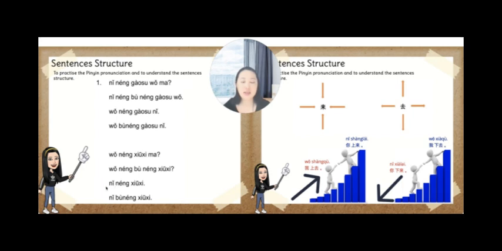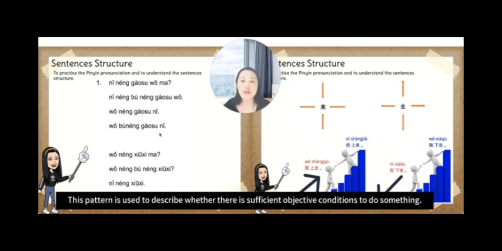And we can answer it in this way. 你能休息. And the negative form should be 你不能休息. Alright, so the sentence pattern is 能 do something 吗? Or 能不能 do something? And the affirmative form is 能 do something. And the negative form is 不能 do something. So this sentence pattern is used to describe whether there are sufficient objective conditions to do something.